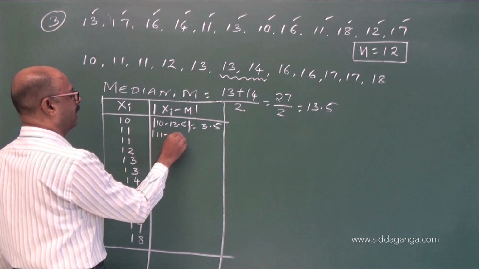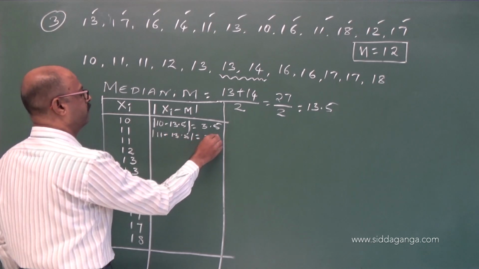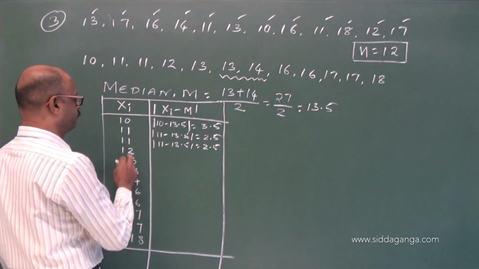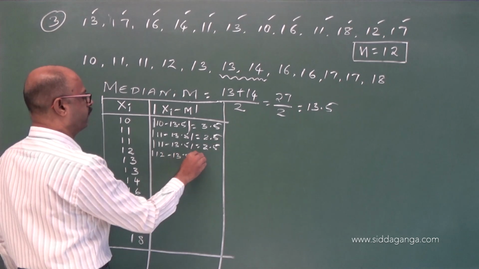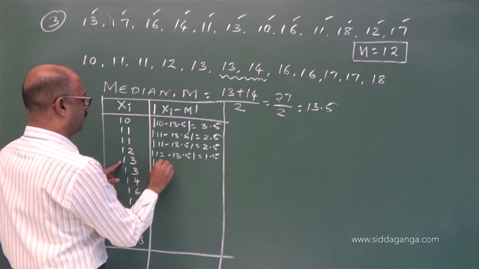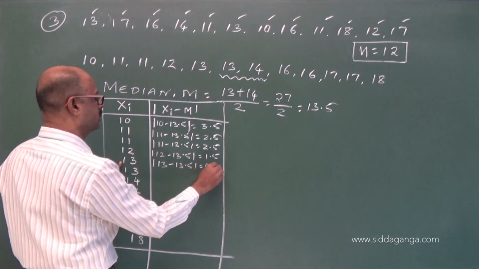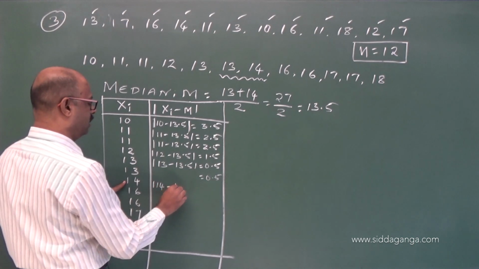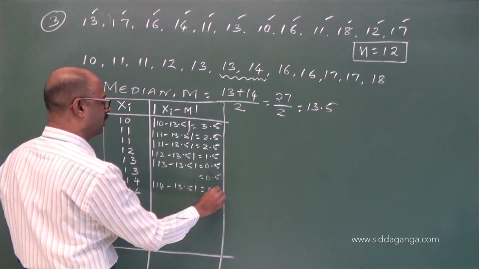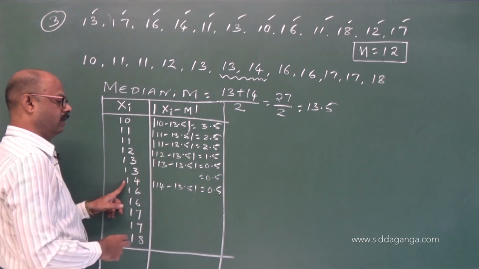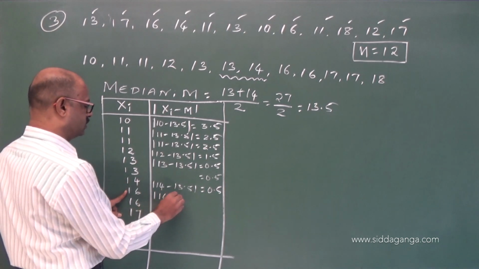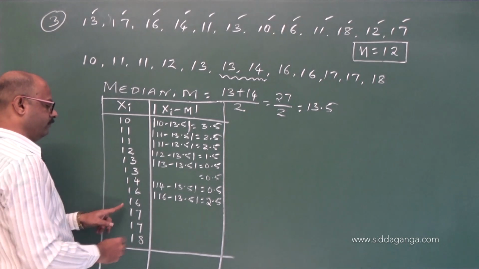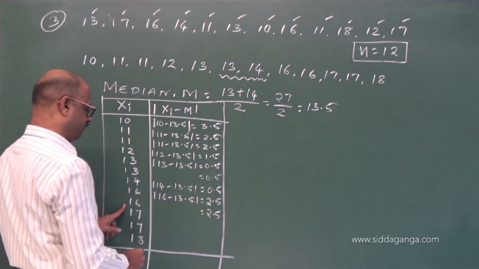Similarly, modulus of 11 minus 13.5, you will get 2.5. Similarly, for the other 11, once again 2.5. Again, modulus of 12 minus 13.5 is 1.5. Modulus of 13 minus 13.5 is 0.5, and once again 0.5 for the other 13. Modulus of 14 minus 13.5 is also 0.5. Similarly, modulus of 16 minus 13.5 is 2.5, and once again 2.5 because there is another 16.